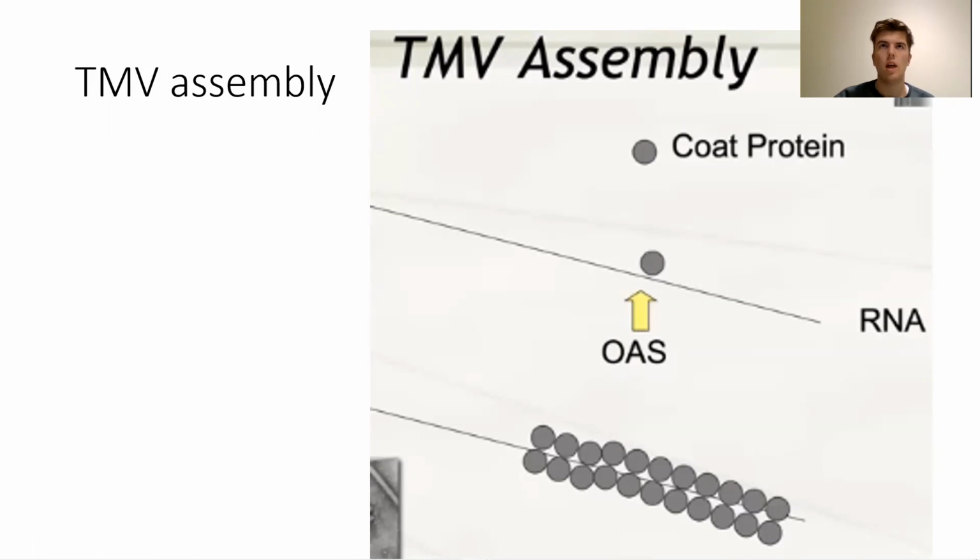Then another coat protein will join. It will have to bind to both the previous coat protein and the RNA for it to stay. These will keep binding until, as you can see here, it fills up fully. This will create a perfect 300 nanometer sized bit of tobacco mosaic virus. These are so perfectly sized that they used to calibrate electron microscopes.